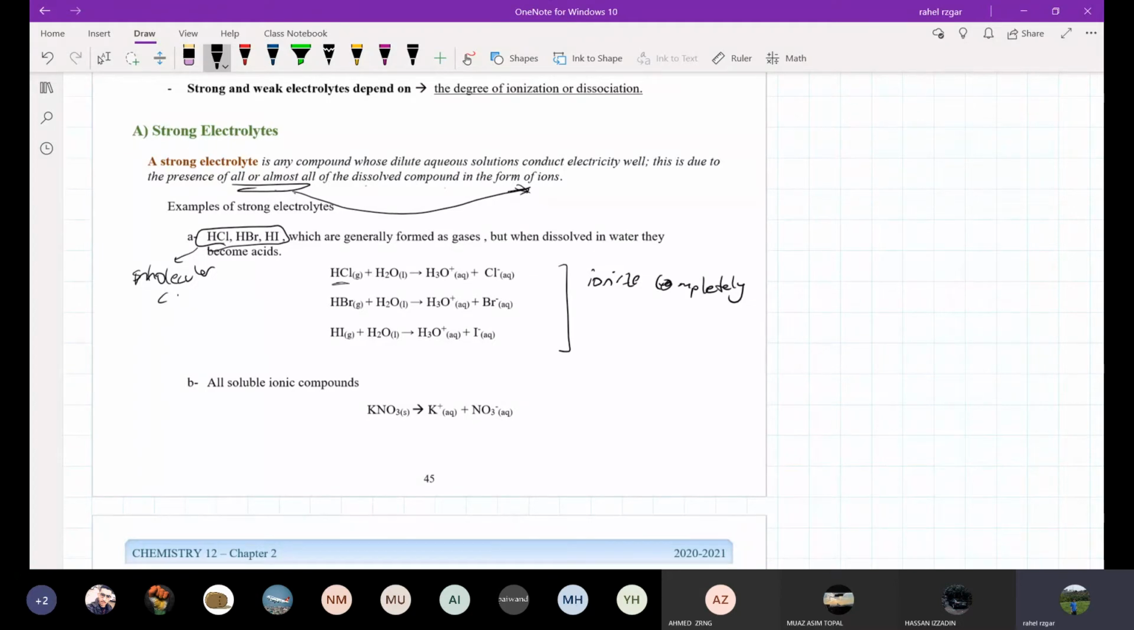So none of the HCl will remain in this solution. All of the HCl will become H3O+ and Cl-. HCl will be no longer available inside the solution. Same thing for HBr, same thing for HI. That's what we call 100% ionization or complete ionization.